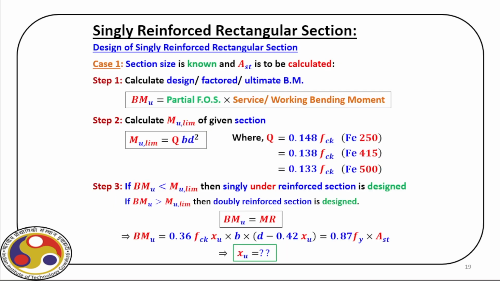So if I summarize the entire discussion that we have for singly reinforced section design as per limit state method, these are the following steps that we follow. First, we calculate the design or factored or ultimate bending moment. How do we get it? We first find out the working bending moment or service bending moment, and then we apply appropriate factor of safety.